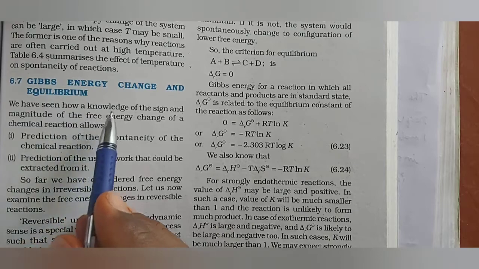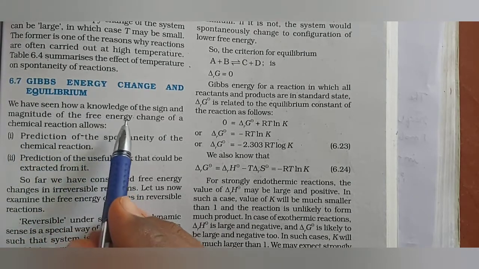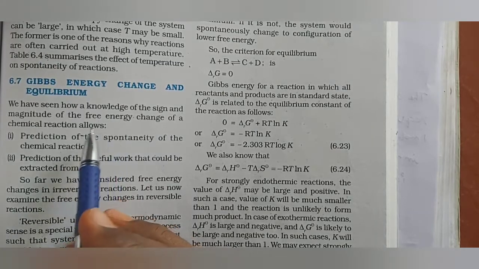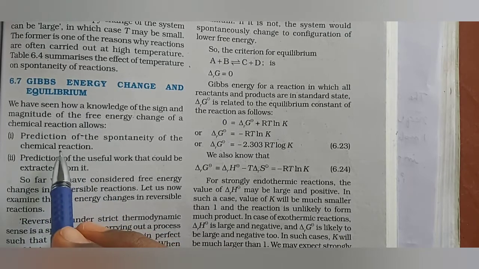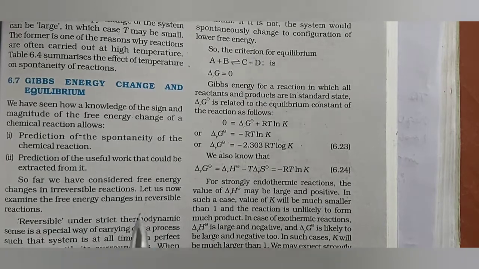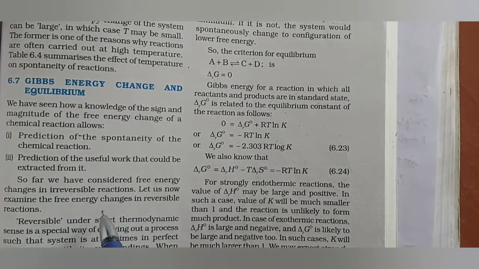See, we have seen how a knowledge of the sign and magnitude of the free energy change of a chemical reaction allows prediction of the spontaneity of the chemical reaction, and prediction of the useful work that could be extracted from it. Free energy is nothing but Gibbs free energy only. Okay, these are all things, if you study them, you can understand.